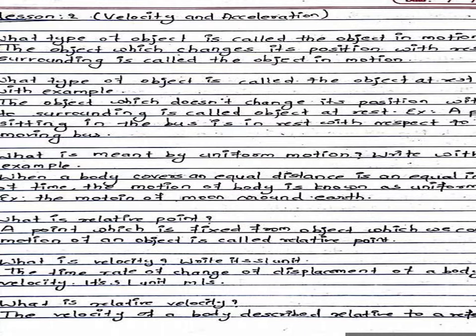Or you can be asked about rest also, so you just have to mention the definition. Another one is, what type of object is called the object at rest? Define or explain with example. The object which does not change its position with respect to the surrounding is called an object at rest. A person sitting in the bus is at rest with respect to the moving bus.